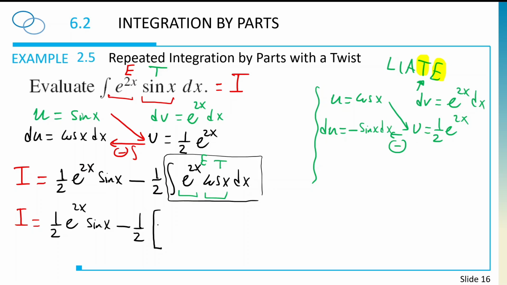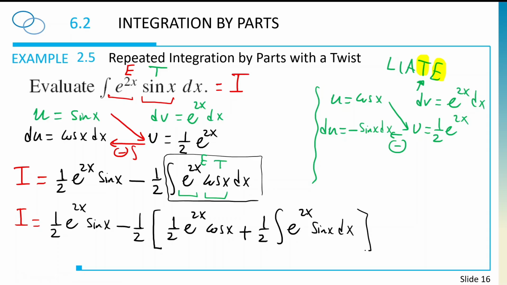U times v, okay, so this is half e to the power of 2x cosine of x minus, again, is there any other negative? Yes, there's one here. And I have negative originally in the rule, so negative is positive again. The integration of, I keep the half outside as usual. So half the integration of e to the power of 2x sine x dx.